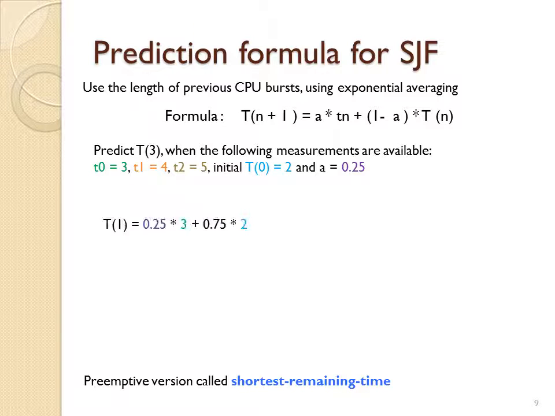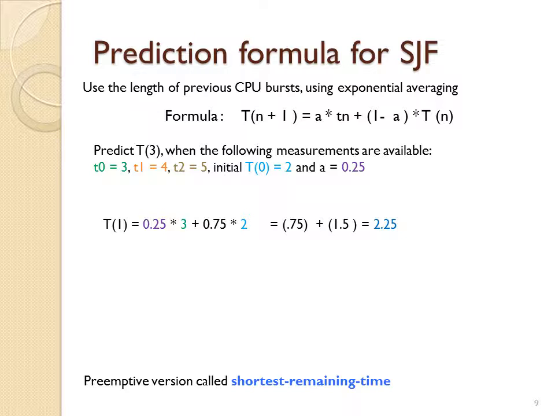So we will start by predicting big T of 1. To predict big T of 1, we just plug in A, which is 0.25, and multiply it times 3, which is the little t of 0, the last burst that just happened, and 0.75 times big T of 0, which is the exponential average system starting value. And we would get that our big T of 1 would be 2.25.